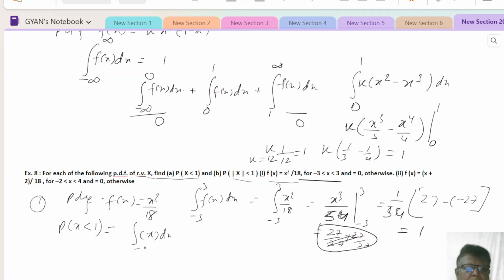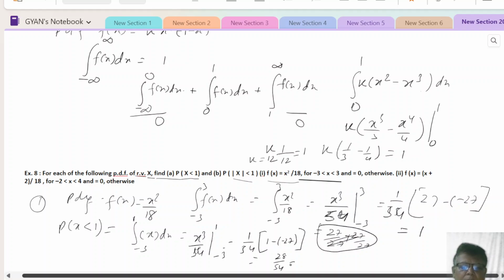Integral of fx dx from minus 3 to 1 is equal to x cube by 54 from minus 3 to 1. So that is equal to 1 by 54 times 1 minus of minus 27, that is 28 by 54, that is equal to 14 by 27.